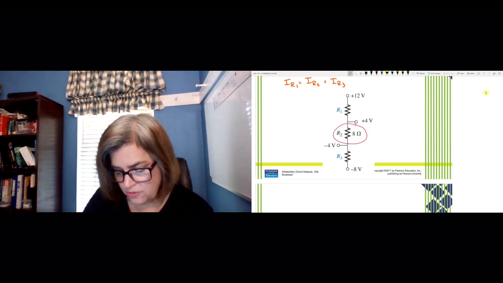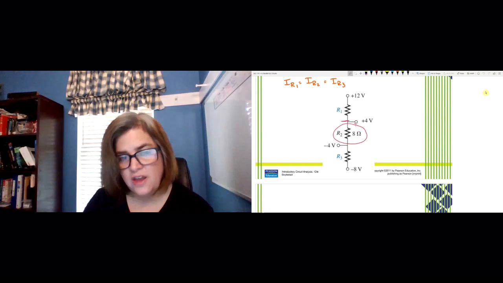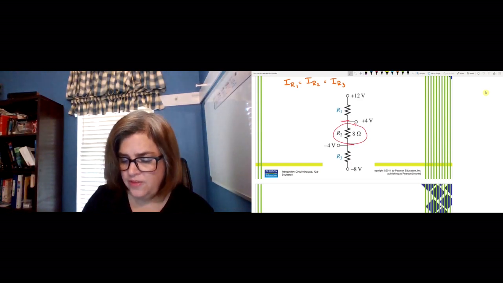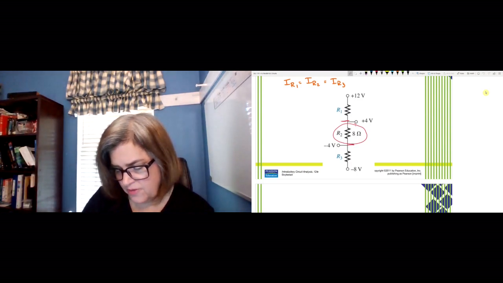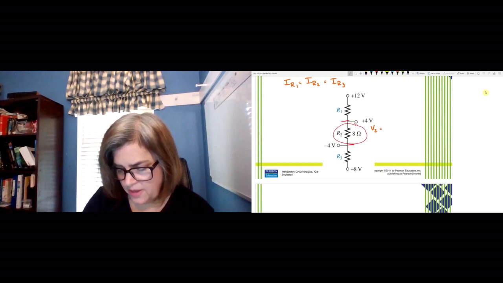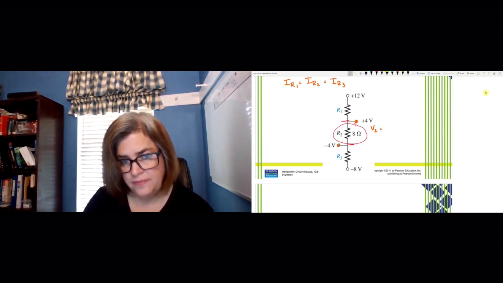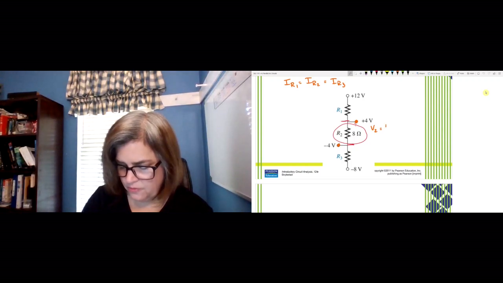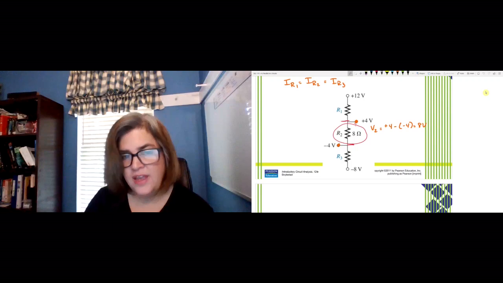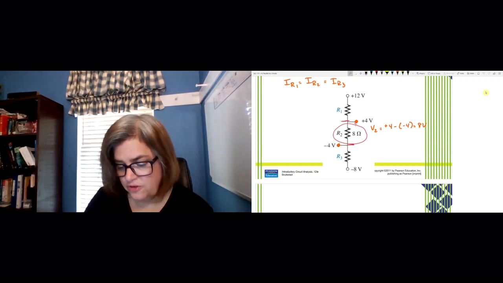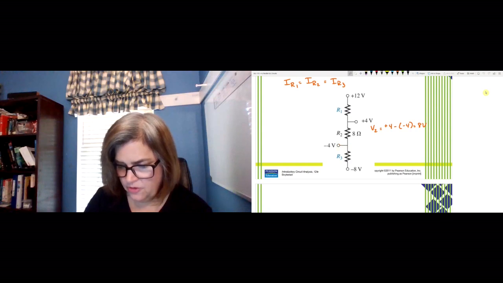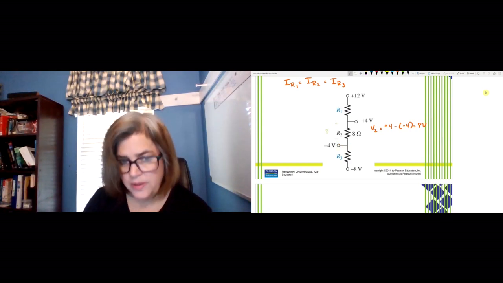We also know the voltage on one side and the voltage on the other side. So what does that tell us? That tells us that V2 is going to be the voltage on this side minus the voltage on this side. So +4 minus a -4 means that we have an 8-volt drop across R2. Now what does that do for us? Let me draw this in. So we have a plus to minus 8-volt drop here.